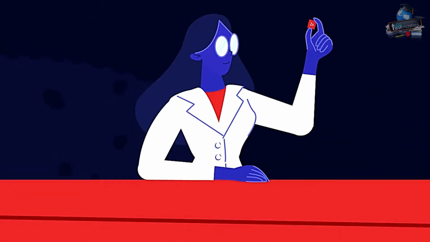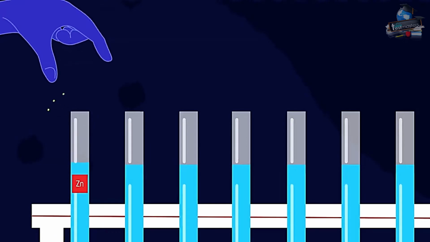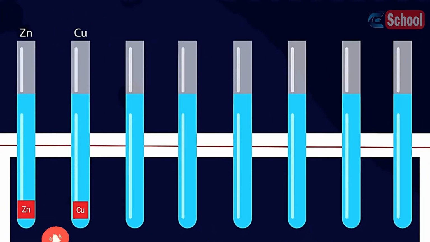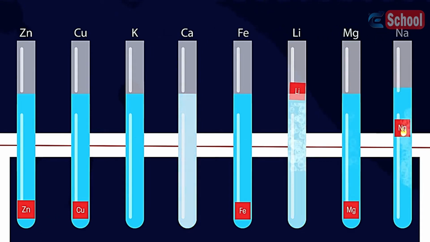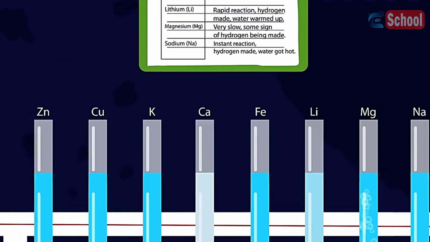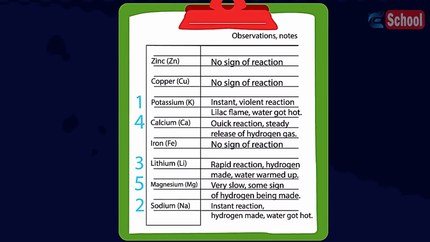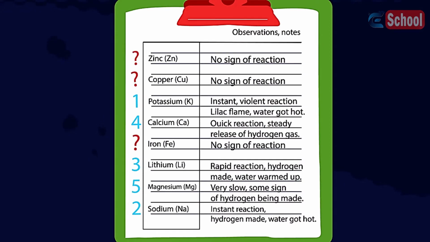First, let's look at the results when a small amount of each is dropped into cold water in a test tube. Stop the video to study the results, and then try to rank the metals from most to least chemically reactive. How did you do? From the results, some can be ranked, but others appeared to be the same.